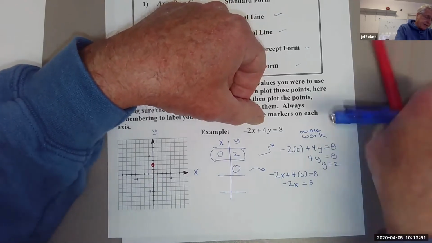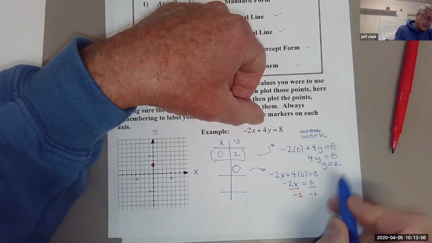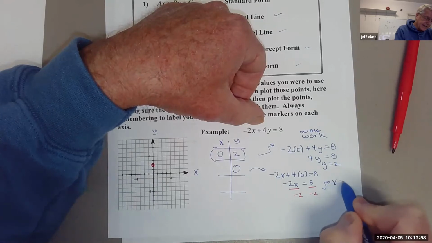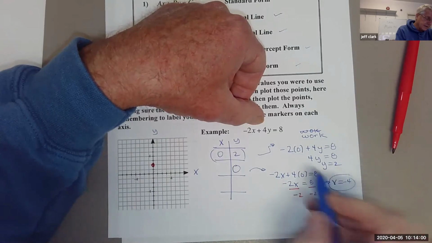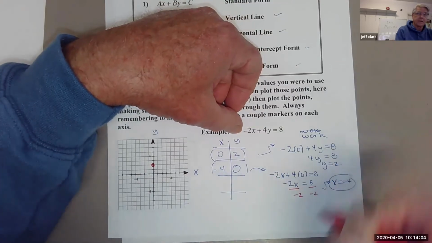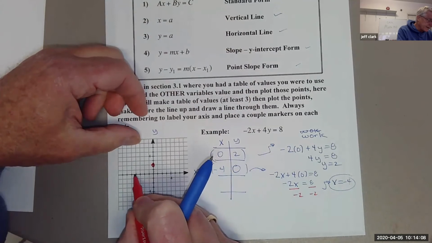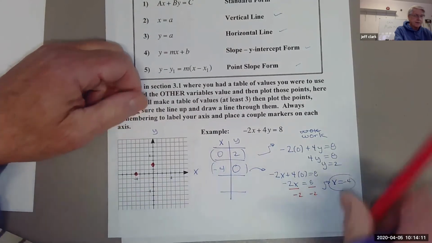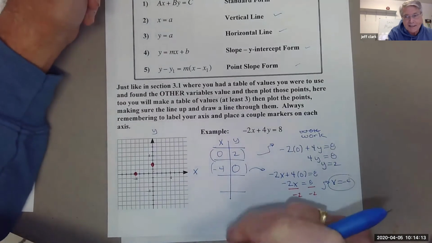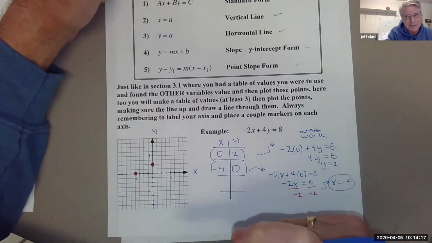So if you divide by -2 here, you're going to get, ultimately, X is equal to -4. So here's -4. Now go over here, X is -4, sitting way over here to the left, and Y is 0. And for the most part, you're done. You can connect the dots, but I want a third just to make sure we didn't make a mistake.